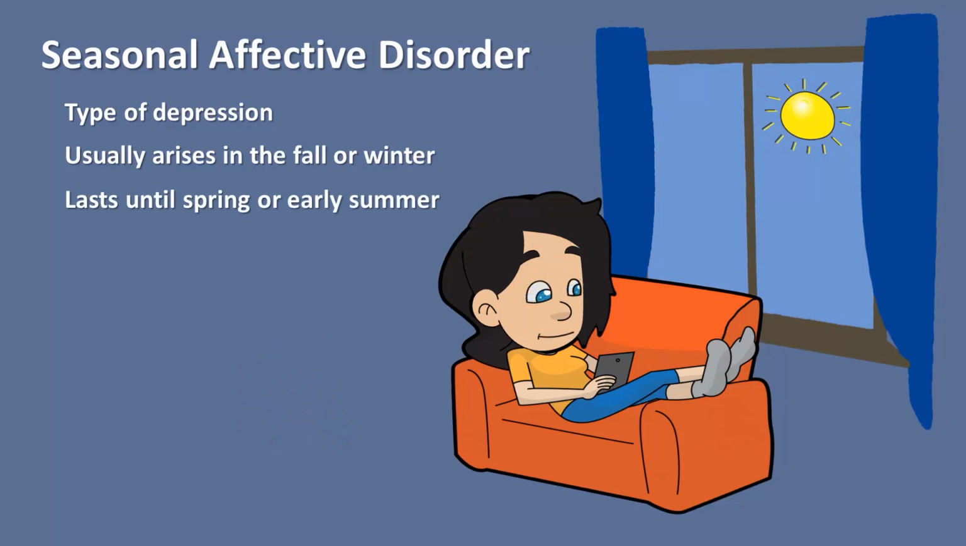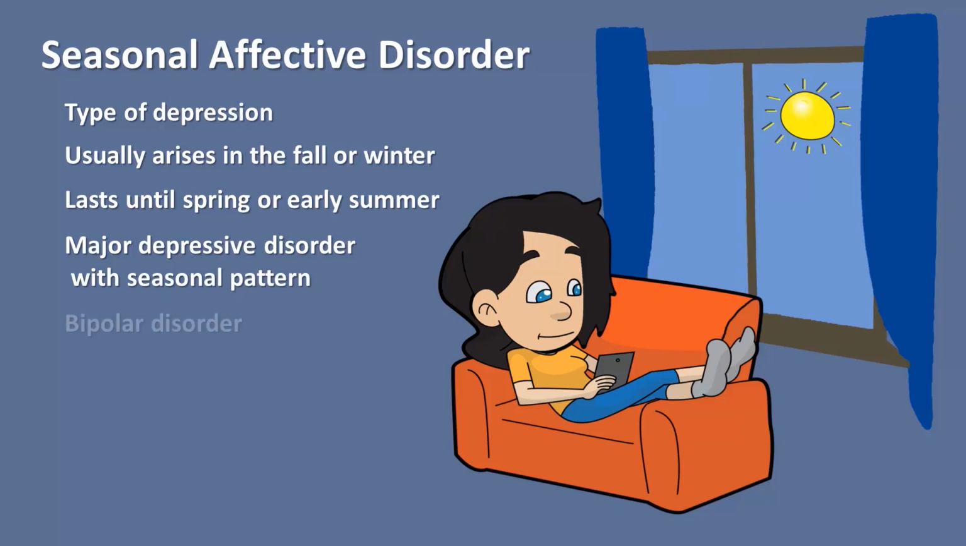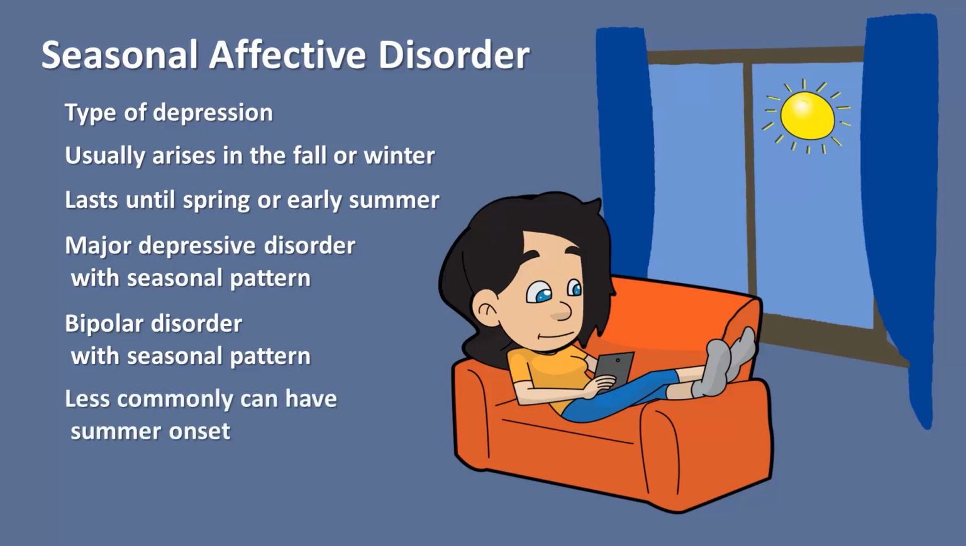And the technical term from the DSM, the Diagnostic Manual of the American Psychiatric Association, is major depressive disorder with seasonal pattern, but it's usually just referred to as seasonal affective disorder, or SAD. And it can also be present with bipolar disorder, in which the depressive episodes follow a seasonal pattern. And the seasonal pattern could also involve the onset of depression in the summer, but that's not nearly as common as seasonal affective disorder during the fall and winter.